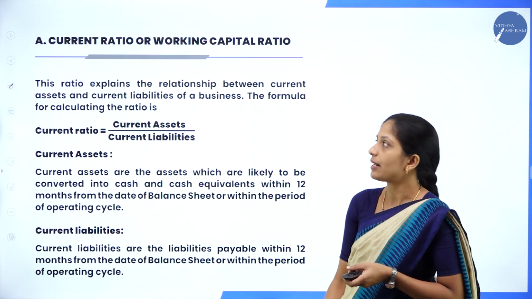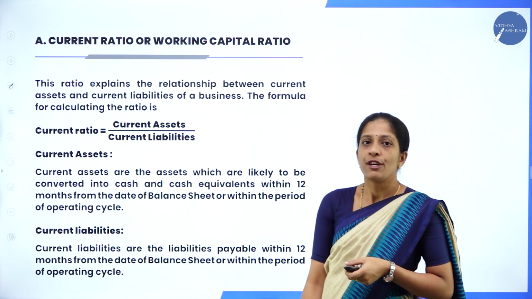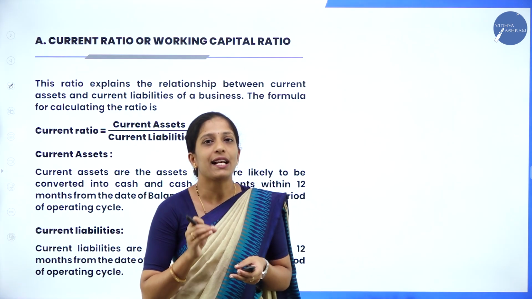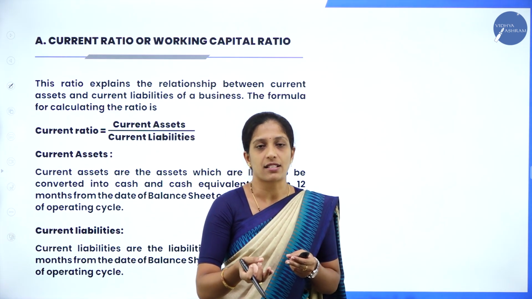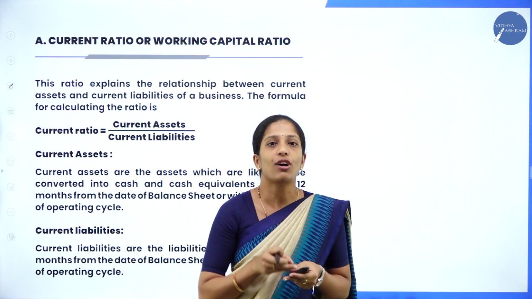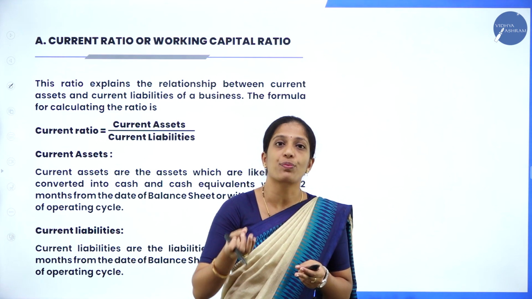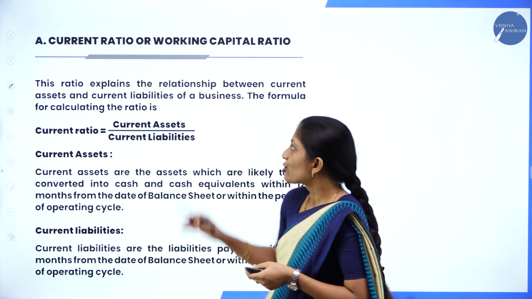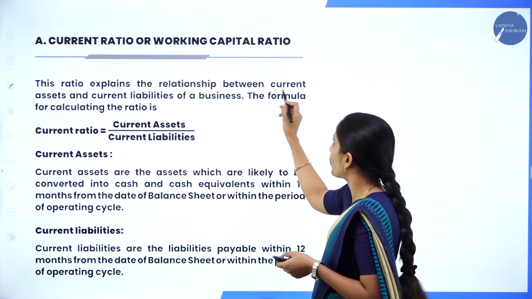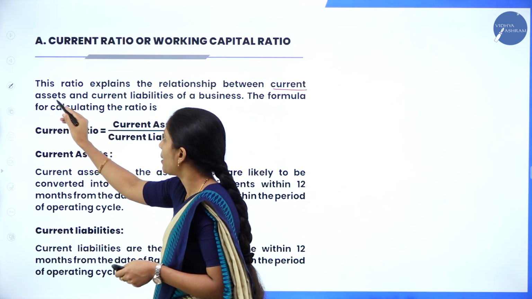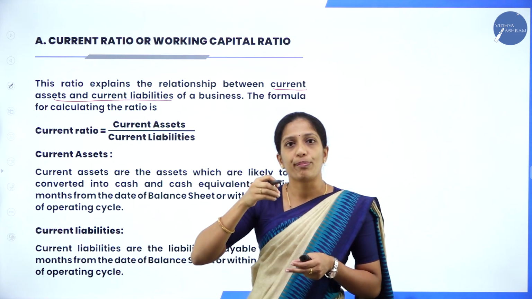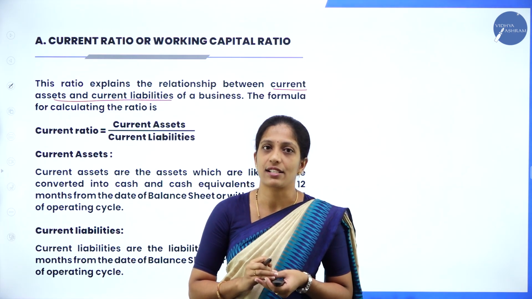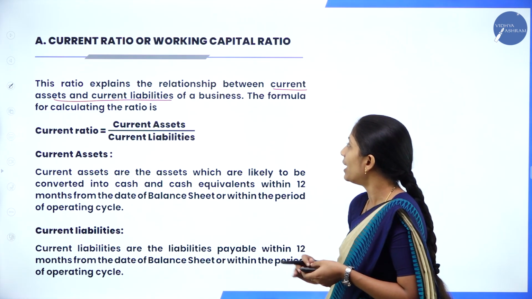Now coming to the current ratio or working capital ratio. Let us see what this is. Current means what? Day-to-day expenses. It may be receiving of an amount or repayment of an amount which comes within 1 year. That is known as current. This ratio explains the relationship between current assets and current liabilities, so under current ratio we mainly consider all our current assets as well as current liabilities of a business.